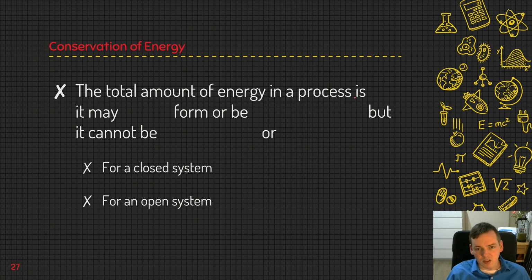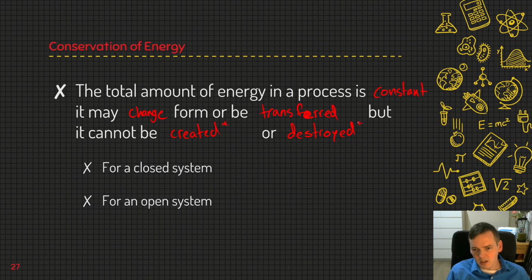conservation of energy says that the total amount of energy in a process is constant. It doesn't change. So whatever the total amount is, it's constant. So it may change form, in other words, go from one energy system into another, or it may be transformed, which is just another way of saying that. It may change form or be transferred, which is another way of saying that. So it can go from one energy system into another. It can also change form, but it cannot be created or destroyed. However much you had, that's how much you have.